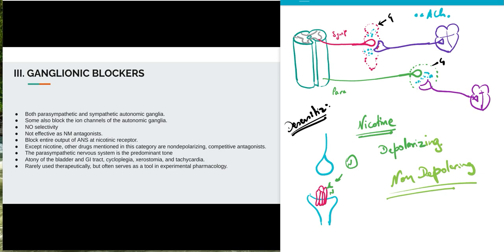Then in the same way there will be no secretion from the parotid gland, so xerostomia. Okay, so these are the things. Cycloplegia will take place. What is cycloplegia, by the way? Anybody knows?